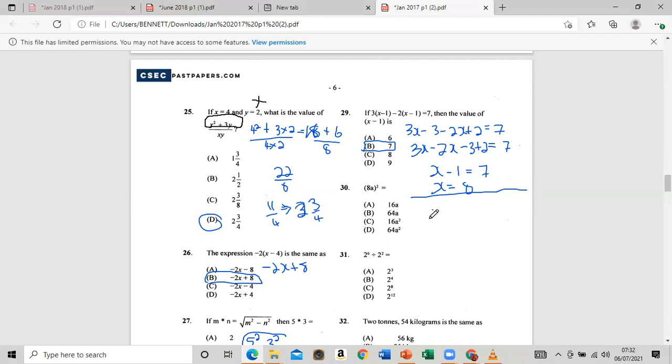8a squared will be 8a times 8a. 8 times 8 is 64. And then a times a is a squared. So we are left with d.